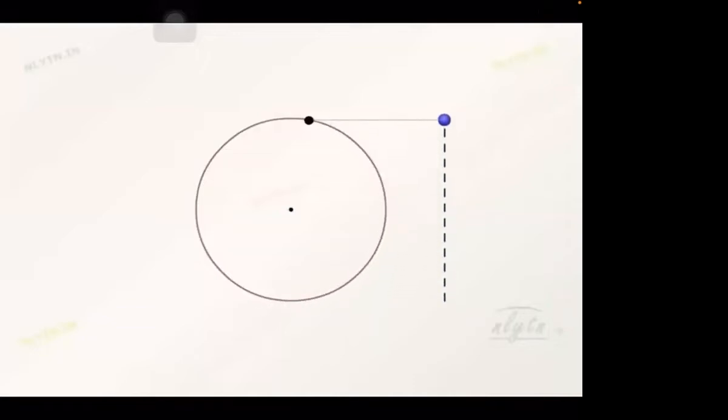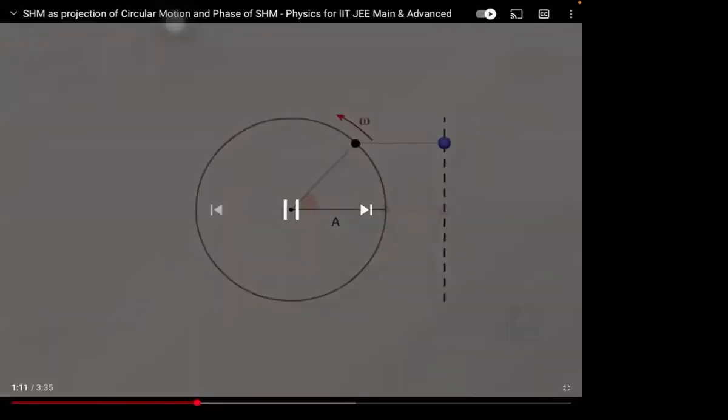So this is what is meant by the projection of a uniform circular motion as a simple harmonic motion. Let us say a particle moves with uniform angular speed omega along a circular path of radius L. Are you able to visualize this? If the particle starts from this position, then after time t, its angular displacement.